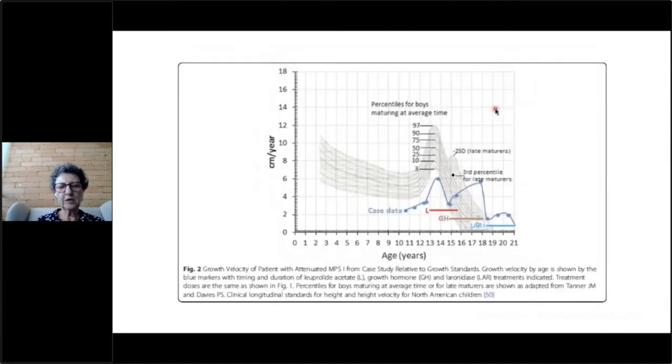The growth velocity of this patient, growth velocity by age, is shown by the blue markers, as you can see here. The patient had a peak after the initiation of growth hormone, GH, and another smaller one when he started laronidase.